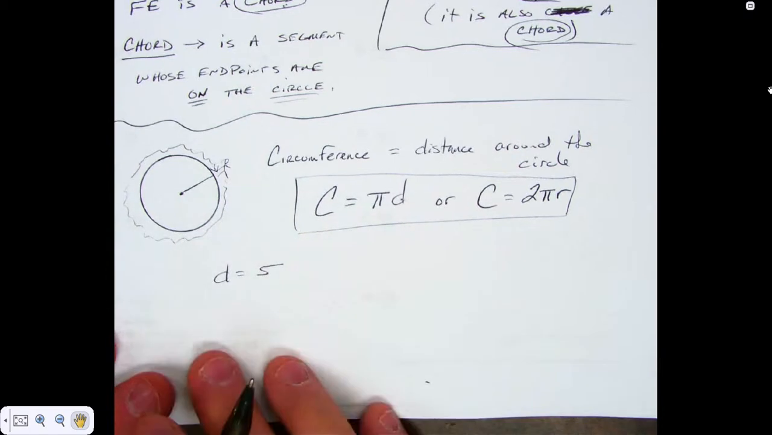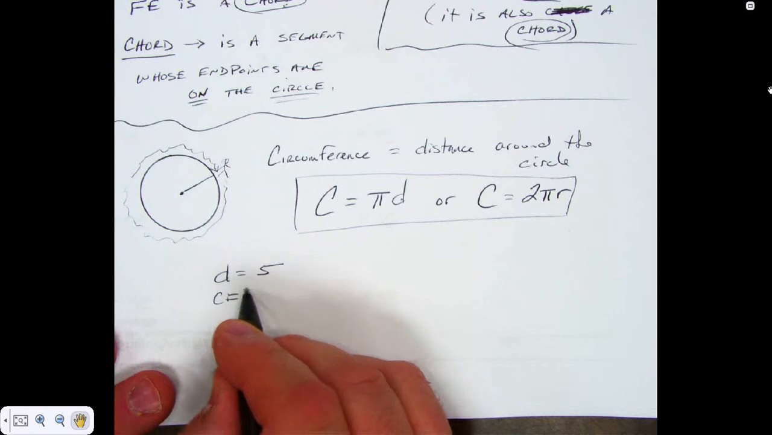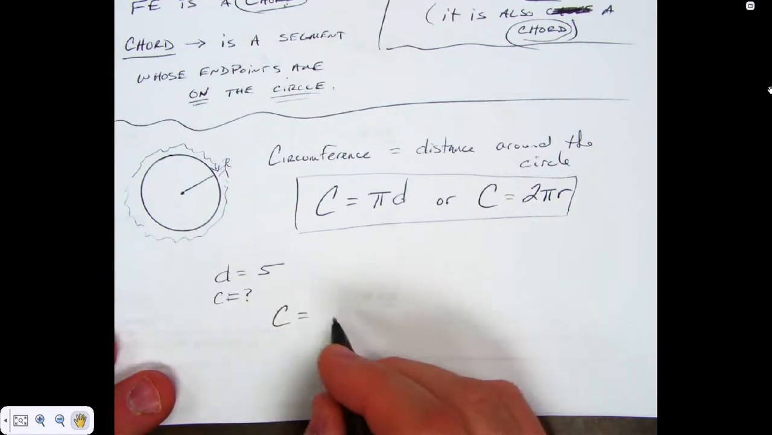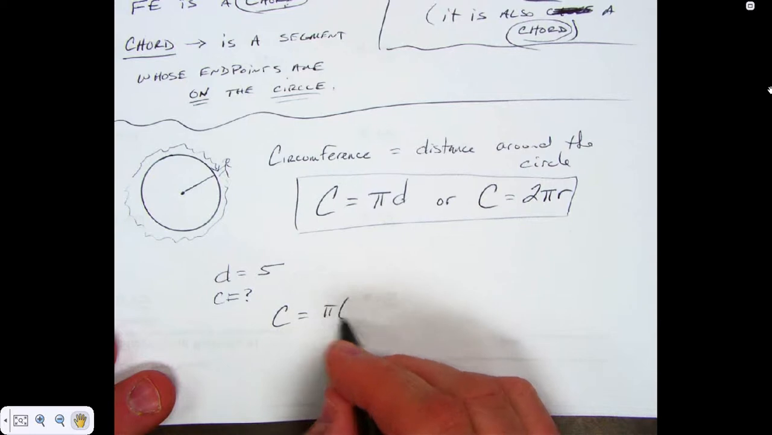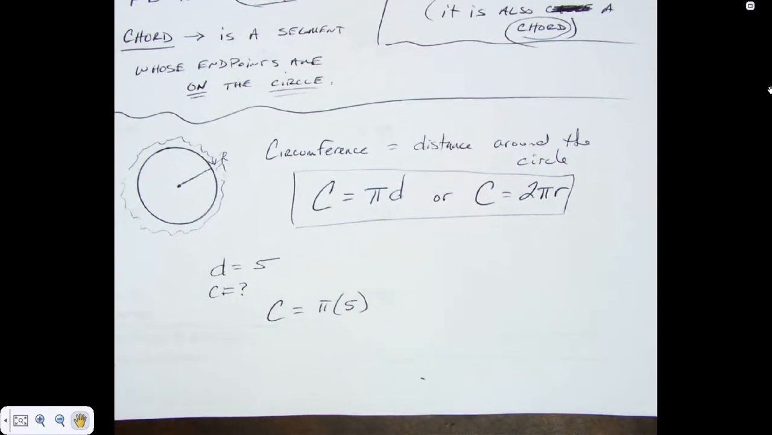Let's say they said the diameter was equal to 5. What is the circumference equal to? Well, it would equal pi times 5. Now, there are, in essence, 3 possible answers here. And what I mean by that is you've got to read your directions.